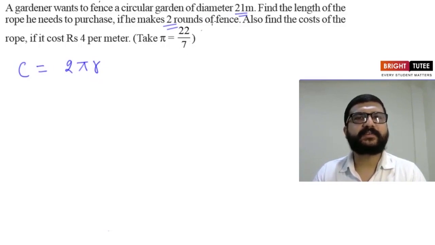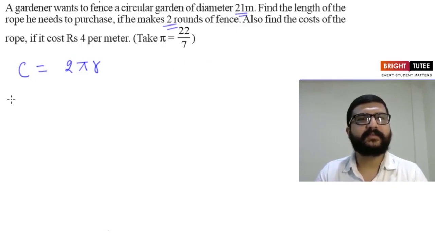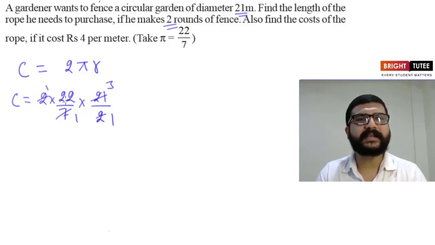But r is not given to us, diameter is given to us, and diameter is 21 meters, and we know radius is half of the diameter, so it will be 21 upon 2. So let's put the values here. So we will get circumference is equal to 2 into 22 upon 7, because we have to use the value of pi as 22 upon 7, into radius, and radius will be 21 upon 2, that is half of the diameter. Now 7 ones are 7, 7 threes are 21, 2 ones are 2, 2 ones are 2. So circumference we are getting is 22 into 3. So circumference is equal to 66 meters.